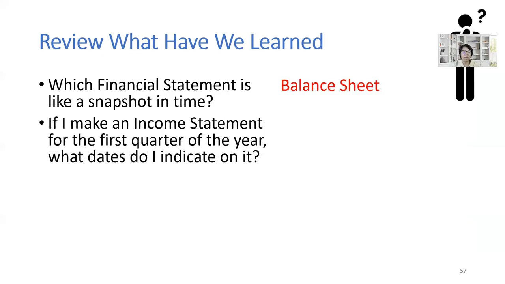If I make an income statement for the first quarter of the year, what dates do I indicate? What's the first date? If it's a quarterly for the first quarter, January, right? And how many months if it's for a quarter? 3 months. So January, February, March. So what's the last date? March 31st. So it'd be January 1 to March 31st. All the income taken in during that time, all the expenses paid during that time.